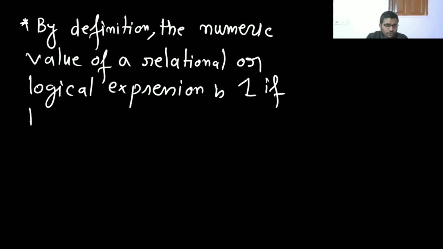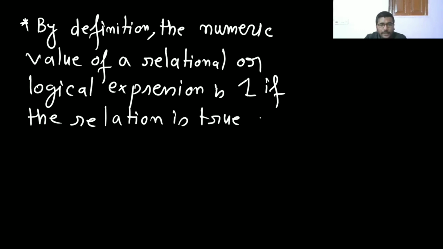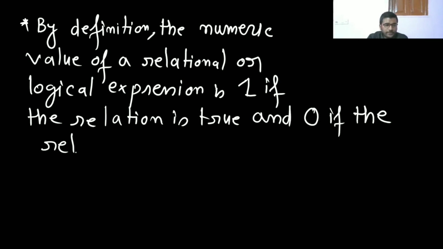If the relation is true, it is going to give 1, and 0 if the relation is false.